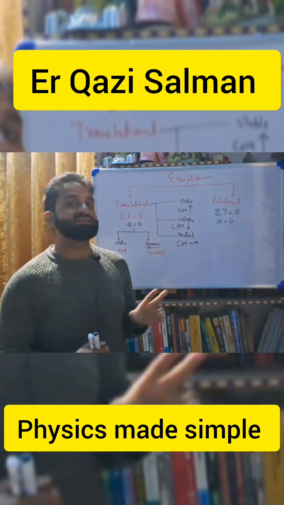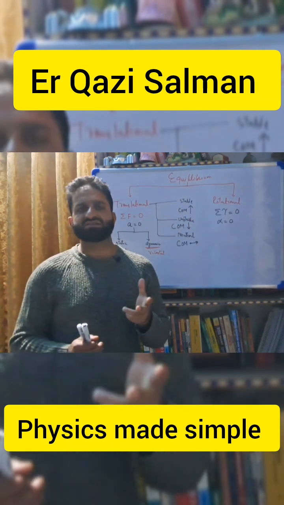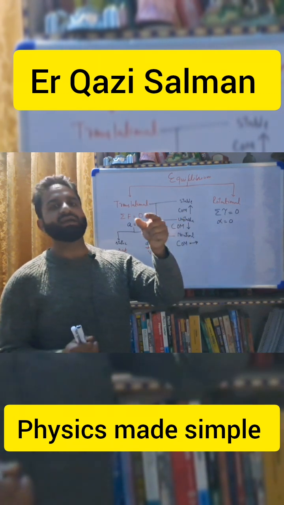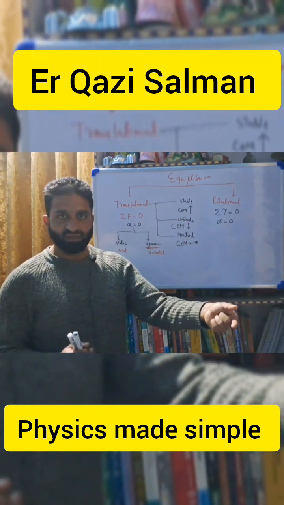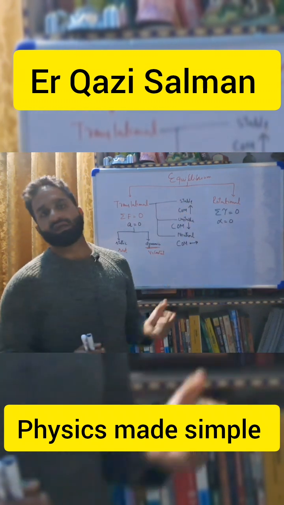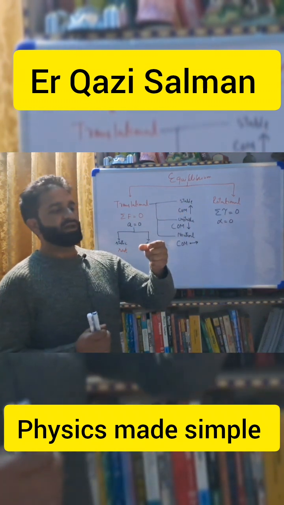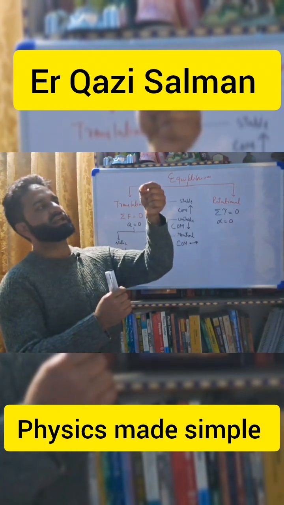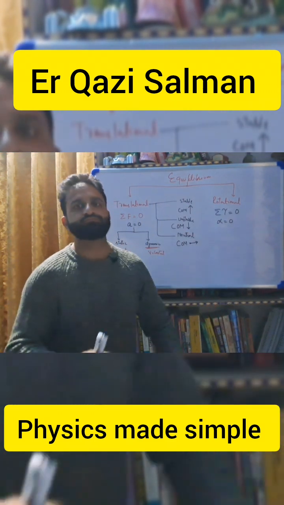An example of unstable equilibrium is a book lying on its edge. When it is slightly disturbed, it gets disturbed a lot, and it tends to come into the position of stable equilibrium. That means when a book is lying on its edge, the center of mass is here. When it is slightly disturbed, the center of mass comes down.